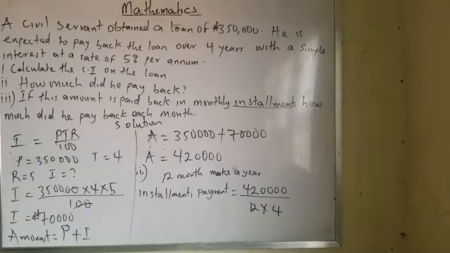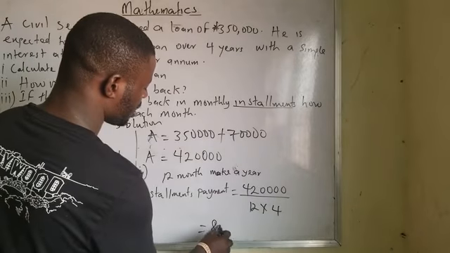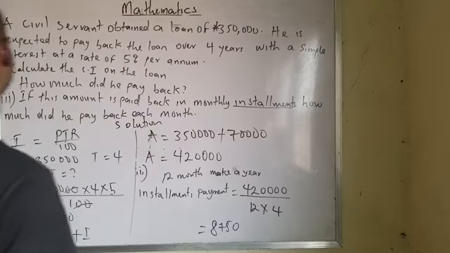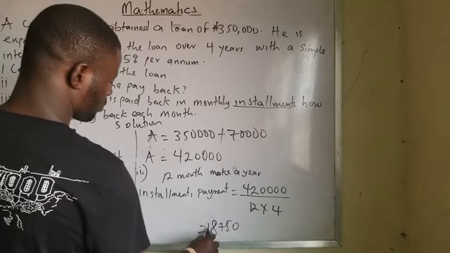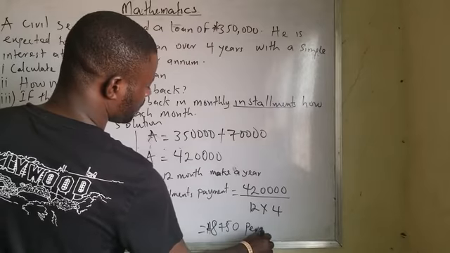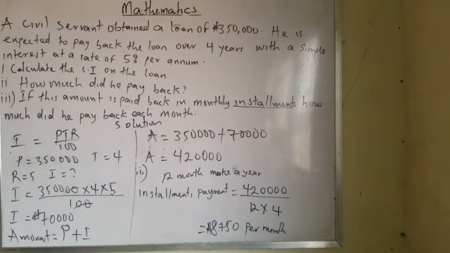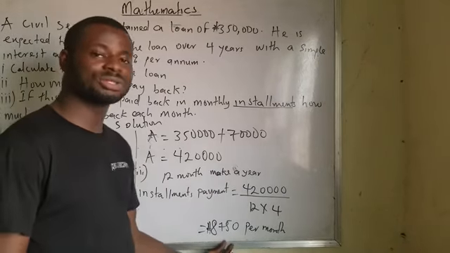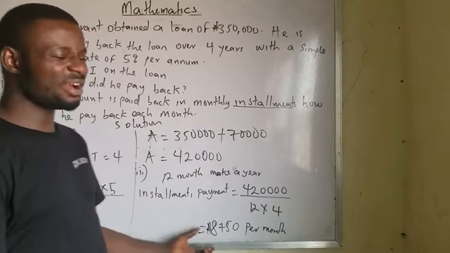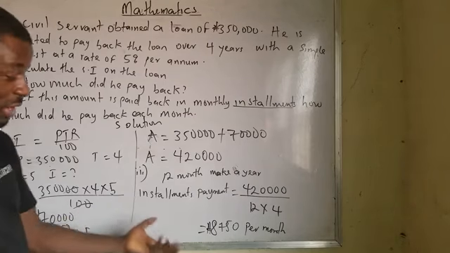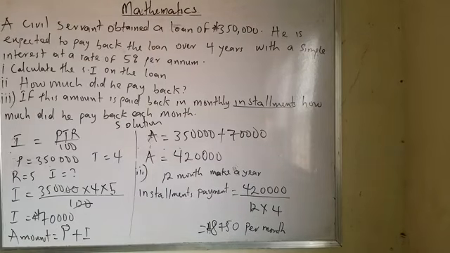By calculator, I'll be having 8,750 naira per month. That is the installment per month. It means every month he will be paying this amount. This is very common in our daily life. All these people that collect loans, you will understand what I'm trying to do. That's why I have to put this example.